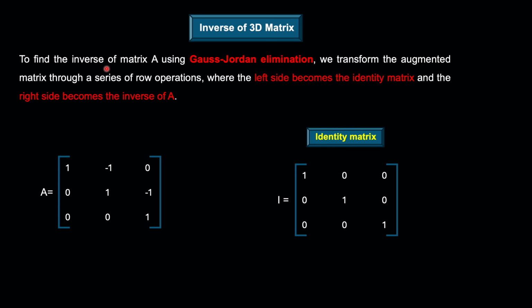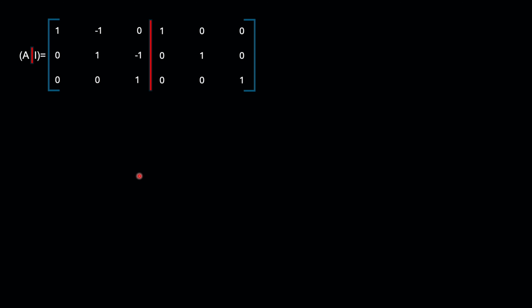Now to find the inverse of matrix A using Gauss-Jordan elimination, we transform the augmented matrix through a series of row operations. Keep this in mind, a series of row operations. We work with rows. The left side becomes the identity matrix, and the right side becomes the inverse of A. This is the identity matrix, and this is the original matrix. We'll see an example to understand it better.